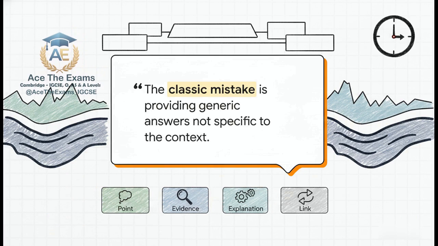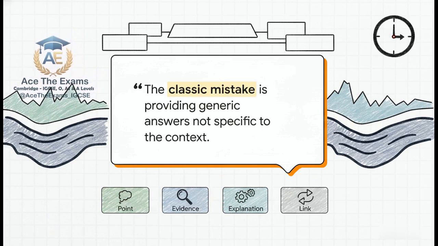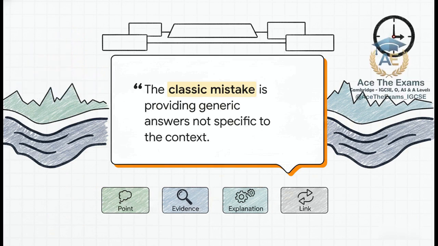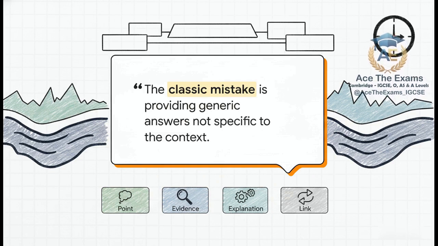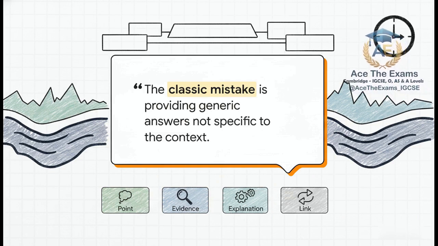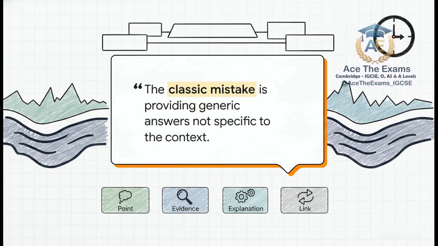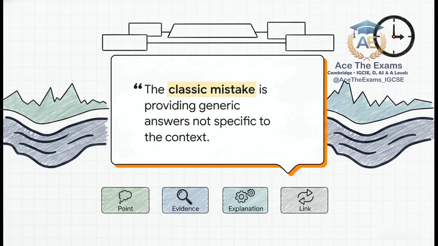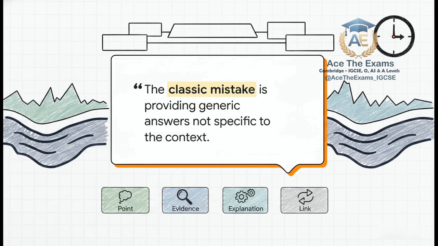Your evidence is the jagged, irregular nature of natural terrain. Your explanation is that the trapezium rule inherently connects ordinates with straight lines, missing the curves. And your link, this is the magic part, must tie back to the specific river context provided in the question. A generic, copy-pasted formulaic answer without that link is a guaranteed 0 for analysis.